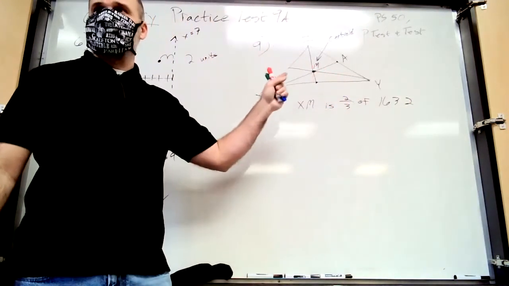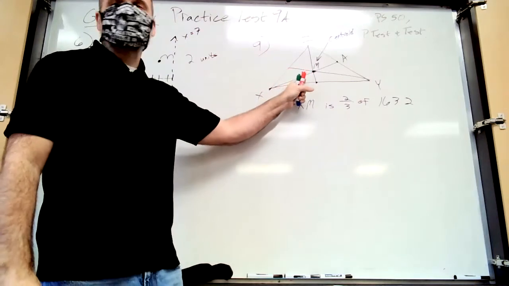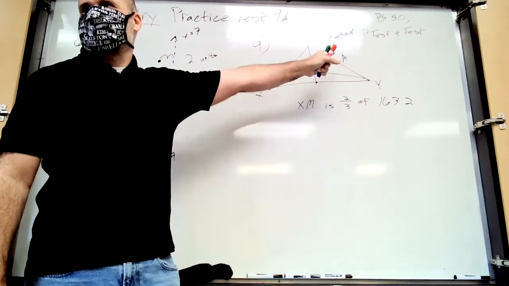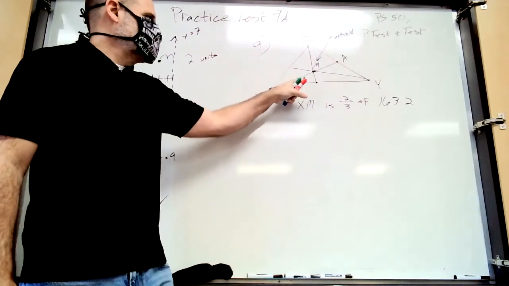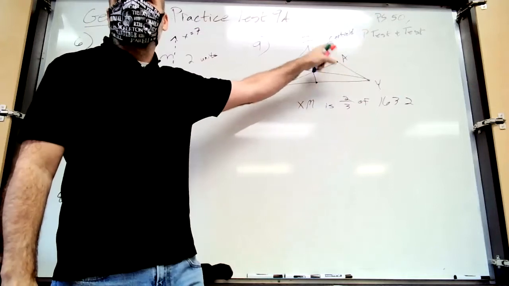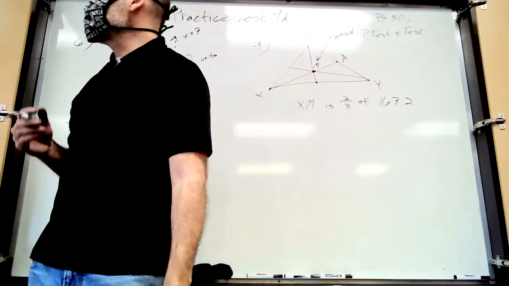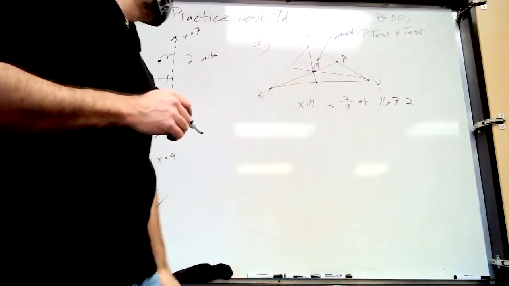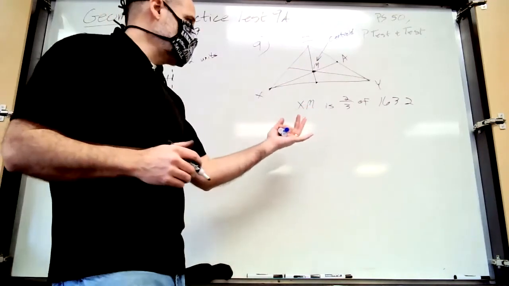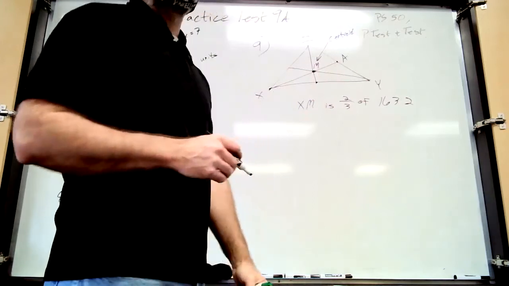So make sure you draw it because you'll be able to tell which one's 2/3 and which one's 1/3. So this is always 2/3 and that's 1/3 of the whole thing. So if this is 2/3 of the whole thing, it says XA is 163.2. Then let's just do it. Let's figure out what 2/3 of that is. How do you do that on your calculator?